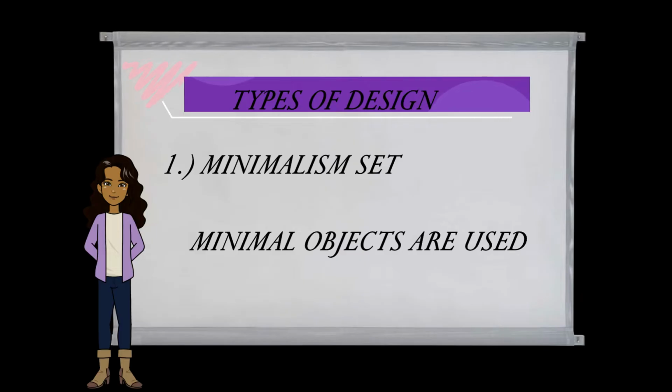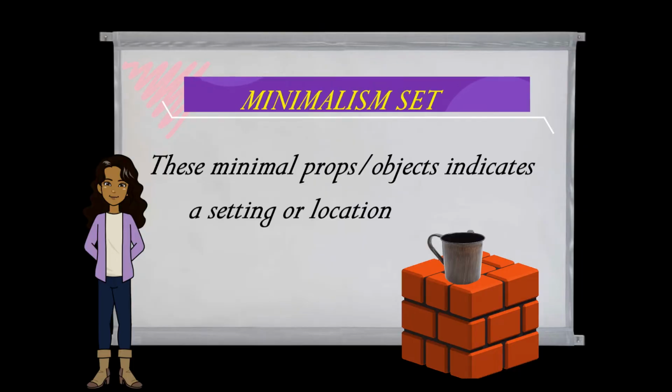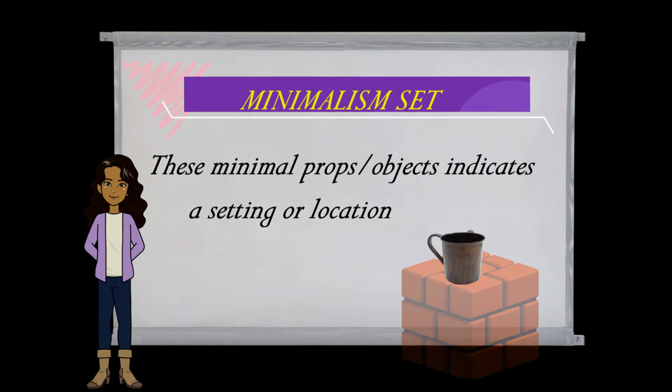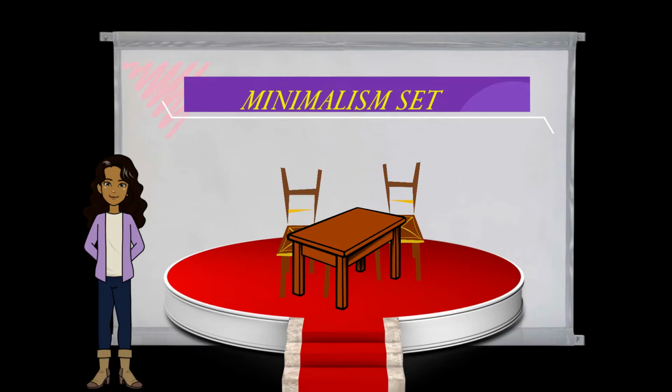In a minimalism set, you use minimal objects to highlight the scene or setting you want to display. So minimalism set uses pieces of stage furniture or props to indicate a setting or location. For example, a table and 2 chairs could indicate a restaurant scene. The identity of a space is determined by the way in which the actors behave.